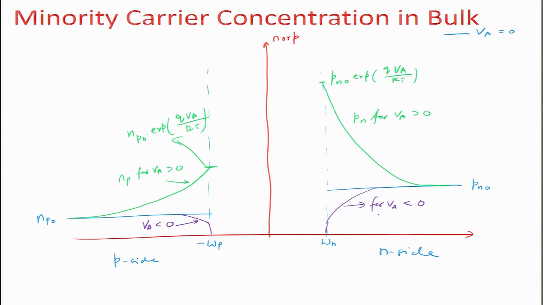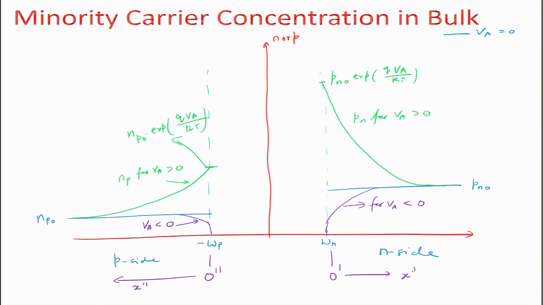Let us assume, for the sake of analysis, new positions. This position we define as 0 prime, and this position we define as 0 double prime. So on this side we take x double prime, and on this side we take x prime.